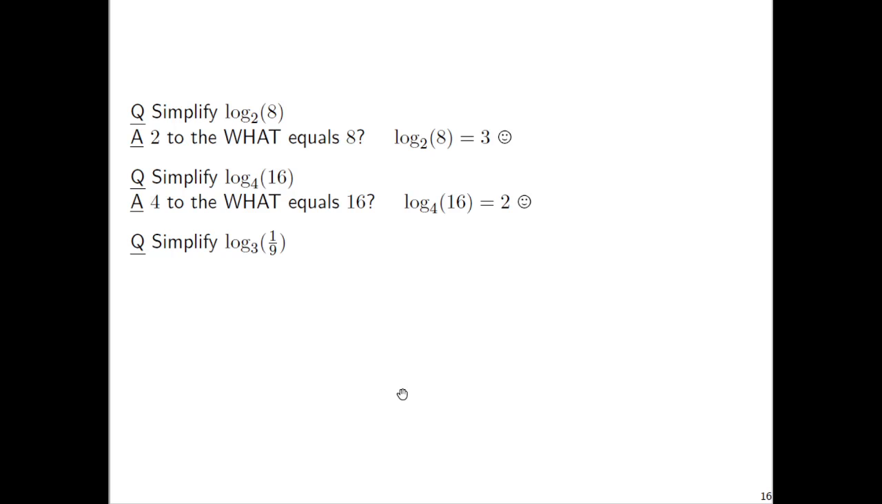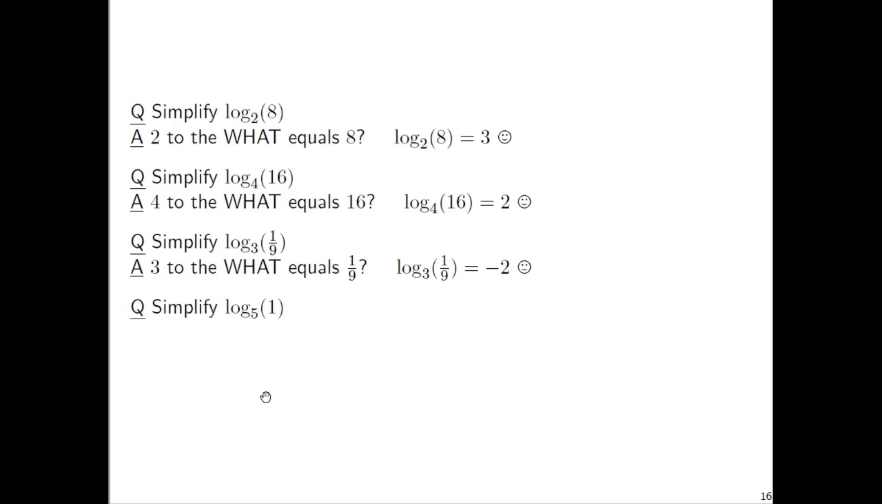Log base 3 of 1 ninth. Think of what the question is. 3 to the what is equal to 1 ninth? Well, this is going to cause you to practice your exponent laws. 3 to the what equals 1 ninth? What should be filling the what spot? It's actually the number negative 2. So log base 3 of 1 ninth is equal to negative 2.